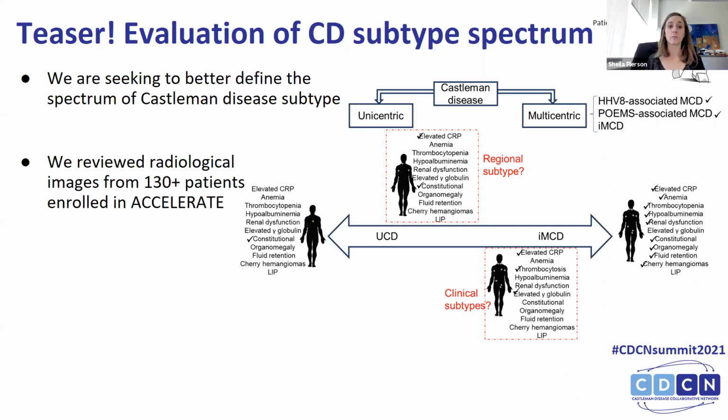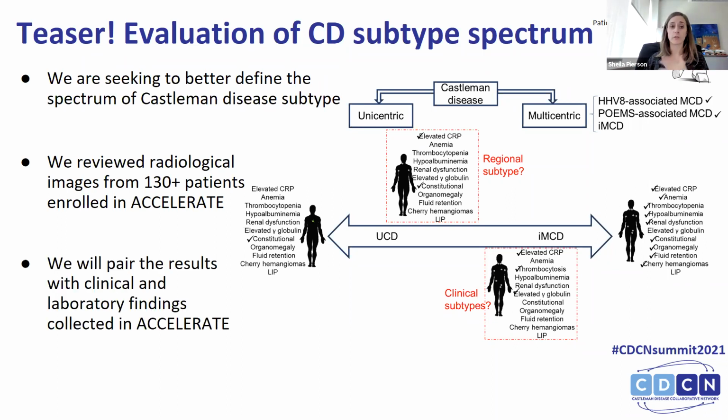And so what we did is we reviewed radiological images from over 130 patients who were enrolled in Accelerate. So when you enroll, we're able to go out, collect those images from prior radiological studies that have been done on you. We can review those and understand the lymphadenopathy happening in your body. And we pair those results with clinical and lab findings collected in Accelerate.